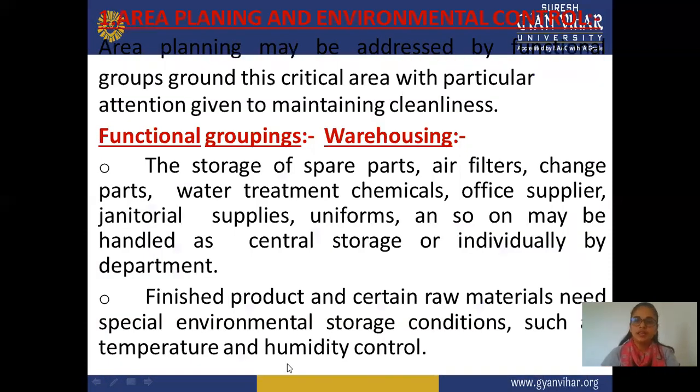Next is the area planning and environmental control. Before starting production, you should check some parameters, that all the environmental conditions and planning are right. In this, area planning may be addressed by function group. This is a criterion to which particular attention is given to maintaining cleanliness. This means the area selection or proper addressing of area planning depends on the group of the material or the condition of the critical area.